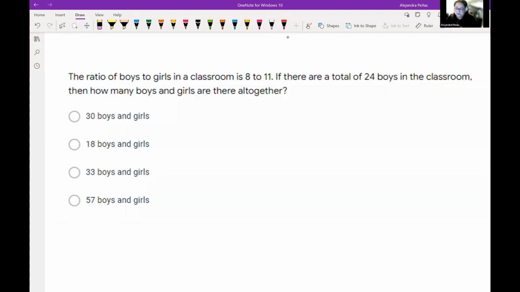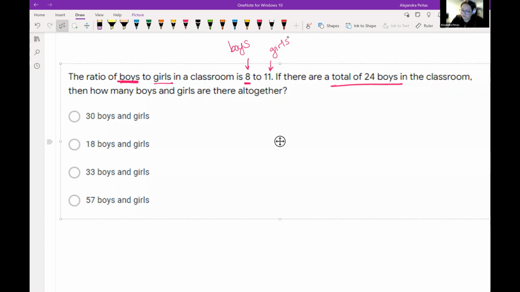Okay, so whenever you're giving a ratio like this, the order of the words match the order of the numbers. What do I mean by that? If boys is the first category, then the first number is the boys. If girls is the second, then girls is the second number, okay? So there is a total of 24 boys, and we're looking for how many boys and girls all together.